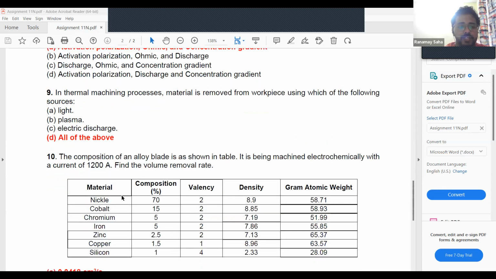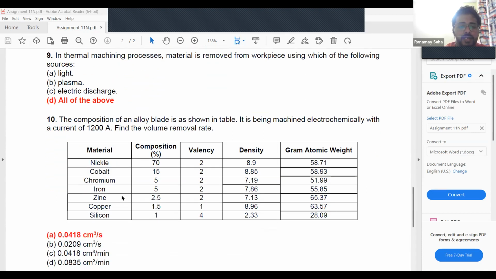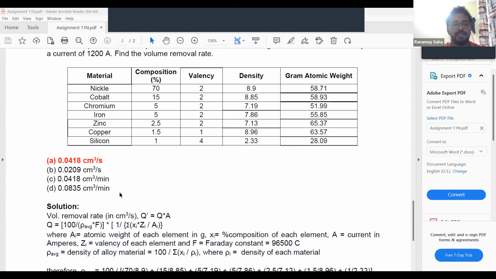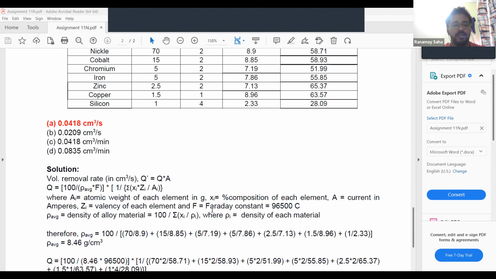So option D is the correct one here. And the last question was a numerical on alloy material removal in case of ECM. We have done that. You have to find out the equivalent density from the individual densities of all the components, and then you have to find the material removal rate using this particular formula.